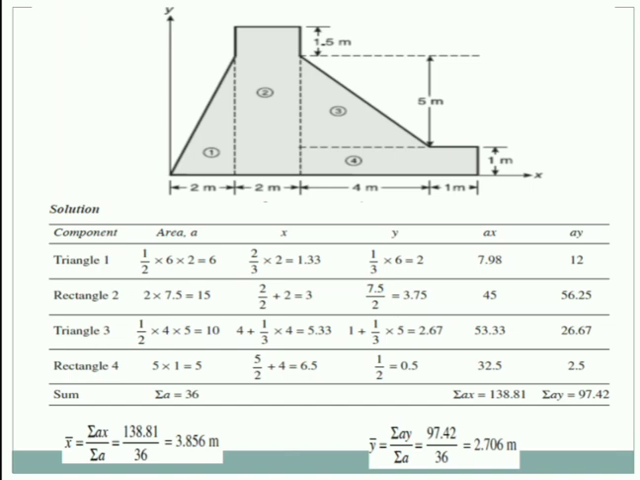Then just do the summations of the required columns, which is summation of a, summation of ax, summation of ay. Then our x bar formula is summation ax upon a. We get x bar as 3.856 meters and y bar as 2.706 meters.